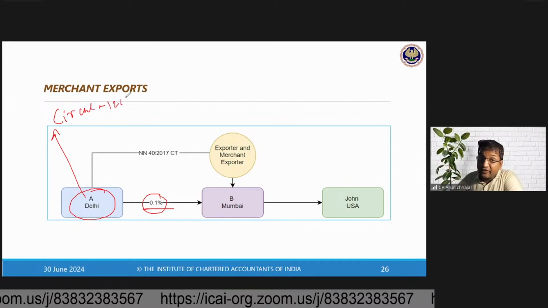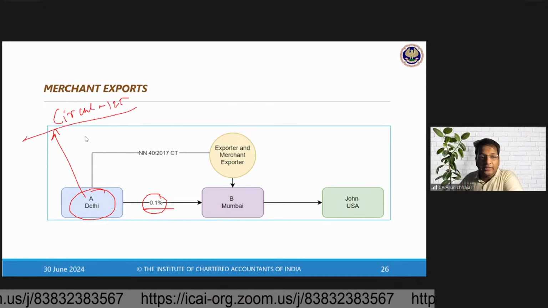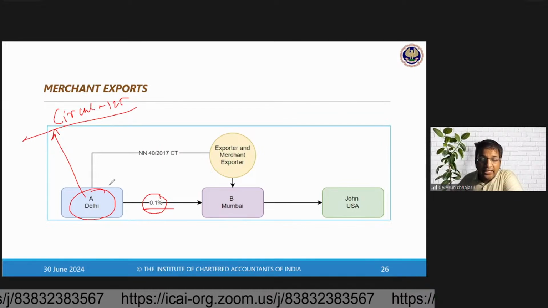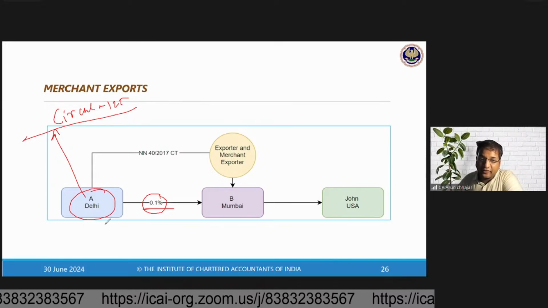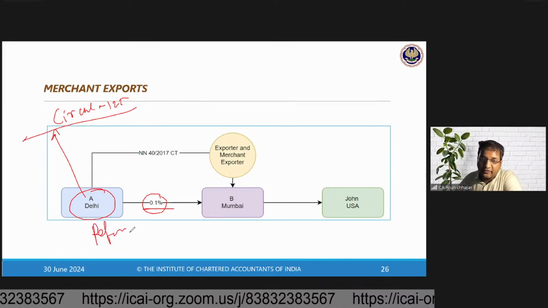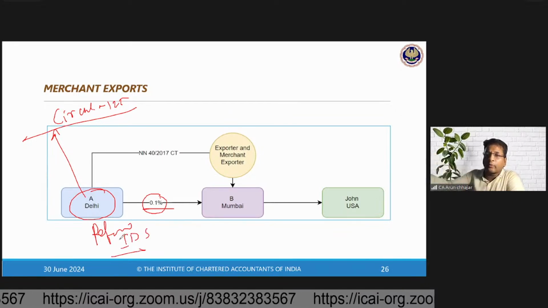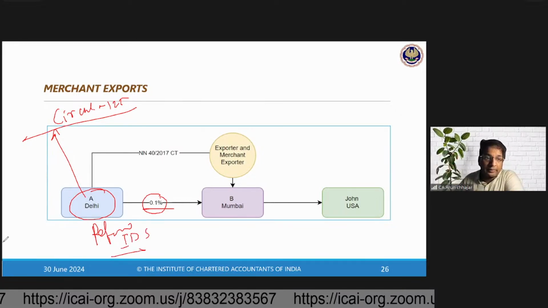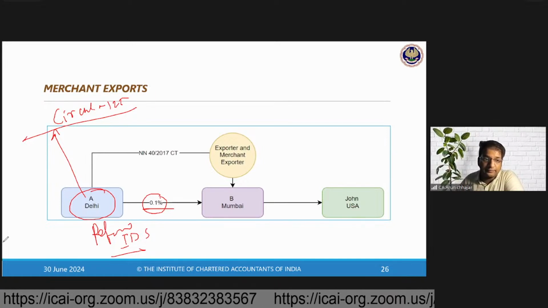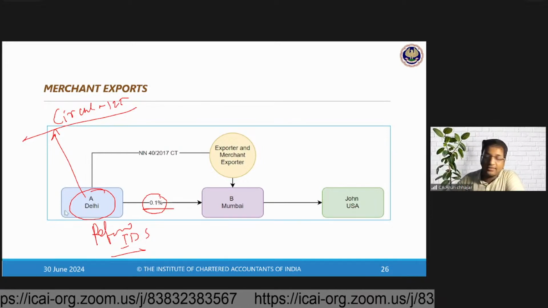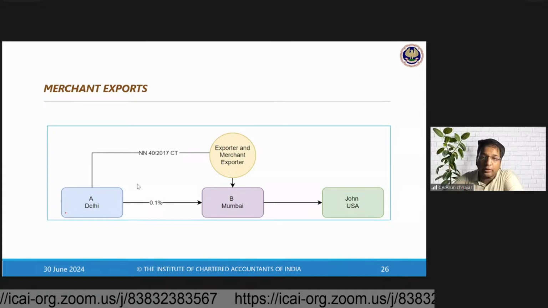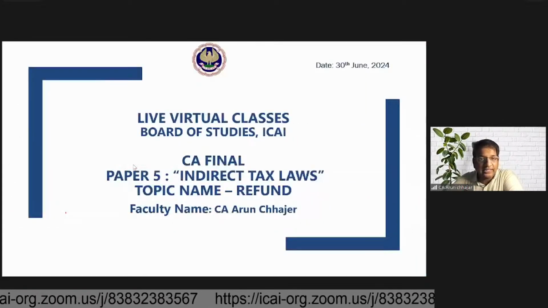There is one clarification given by Circular 125 that in this case, A is entitled to take the refund under inverted duty structure. We will read at a later stage what the inverted duty structure is. But yes, refund would be permissible. So this is merchant export, or merchant supply to the merchant exporter. You can read all these conditions.